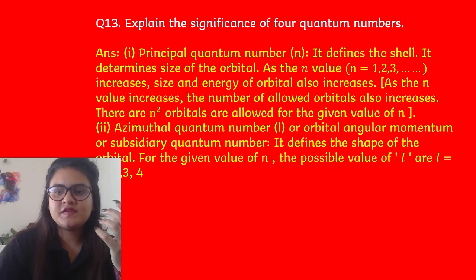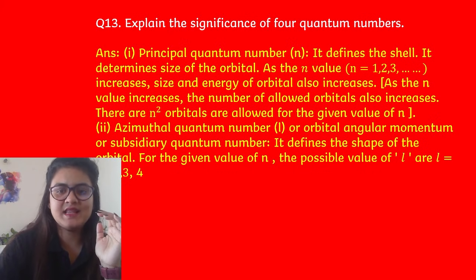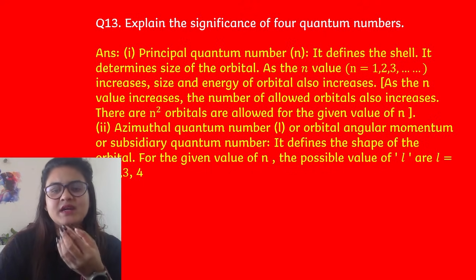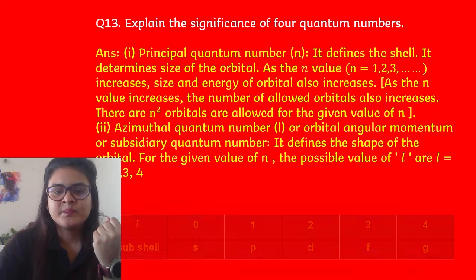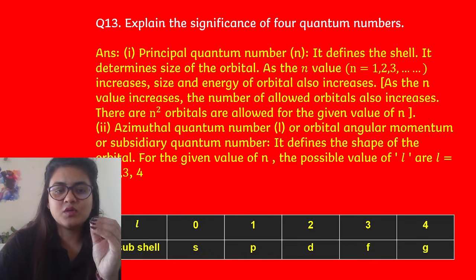So definitely it defines the shell, the size of the orbital, and also the energy. And if you just look for the next one, that is azimuthal quantum number, that is L. This particular thing is also called the subsidiary quantum number, and it majorly defines the shape of the orbital.